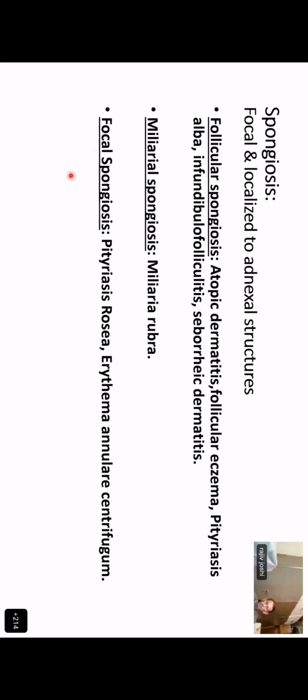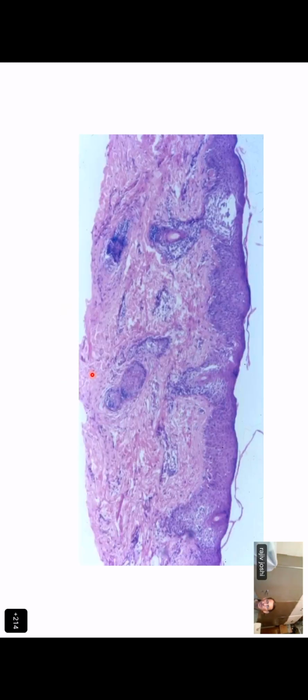And if you get only focal, mild spongiosis, you consider pityriasis rosea and erythema annulare centrifugum, both of which look very similar clinically and histologically. So here, if you see, you have spongiosis, but it's focal. It's restricted to three follicles. So this is follicular spongiosis. You have spongiosis of the infundibulum here and of the overlying epidermis.